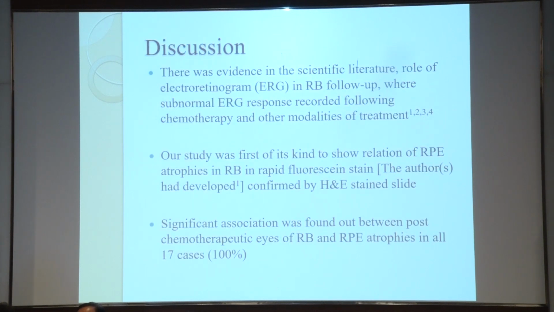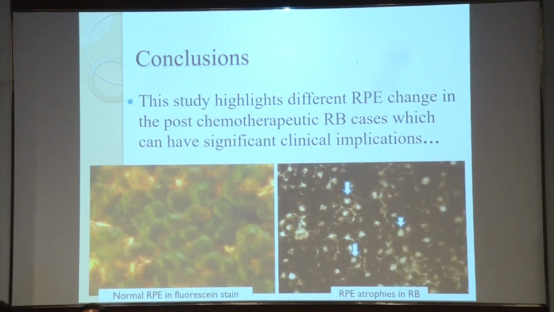Whatever our understanding in retinoblastoma pathology is, that ERG changes following chemotherapy are already established, but this study showed evidence of RPE changes all these years, and these were proven by the fluorescent stain and confirmed by hematoxylin eosin stain. A significant association between post-chemotherapy and RPE atrophy was seen. To conclude, the study highlights different RPE changes in post-chemotherapy RB cases, which can have significant clinical implications.